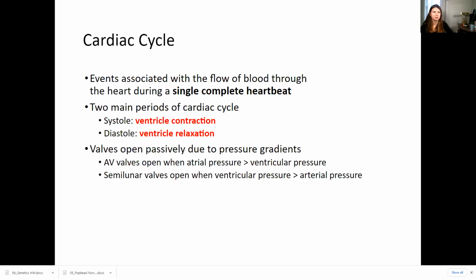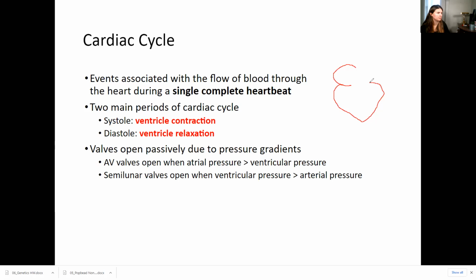I think I'm going to do a fair bit of drawing today. So I'm going to draw my little stereotypical heart. I got the atria, the ventricles. Here we'll have my other ventricle, other atria. Something like that. Okay, so here's my heart.